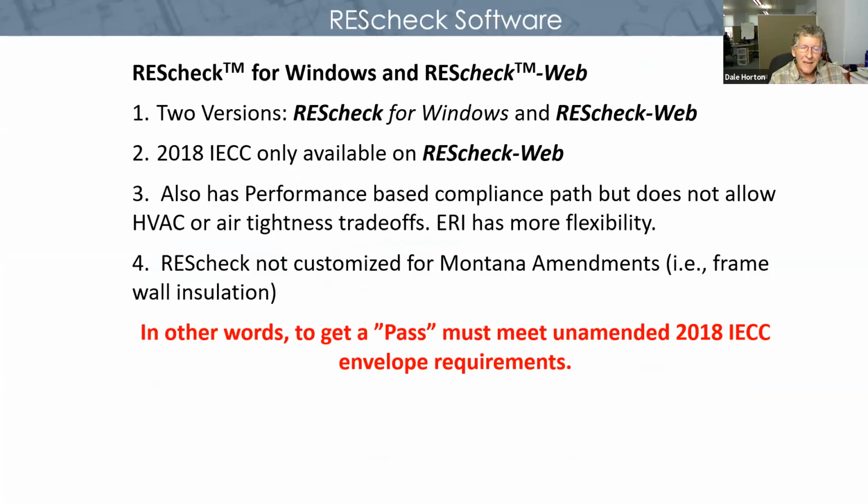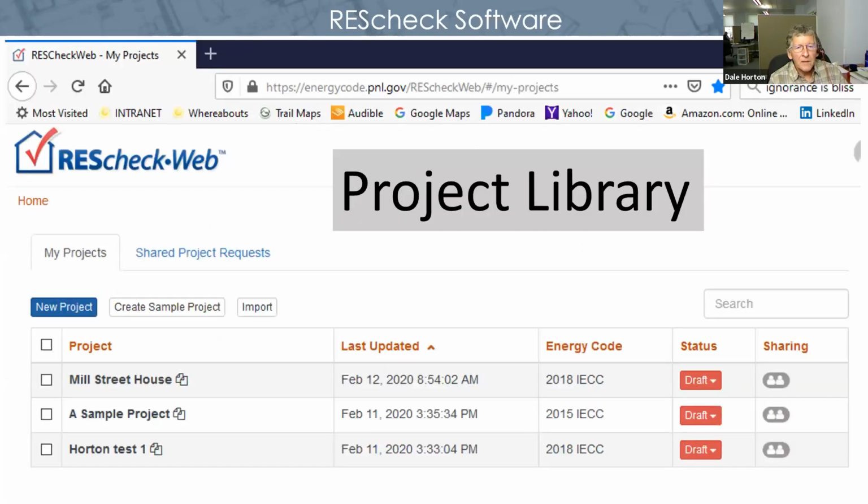This software supposedly has a performance-based option, but it's a very weak performance-based option that doesn't allow trade-offs for HVAC, building tightness, and so forth. So the ERI provides much greater flexibility, and REScheck doesn't have the ERI calculation capability. And once again, REScheck is not customized for the Montana amendments. So once the 2018 code is adopted, if you want to get a pass, you'll have to meet the unamended version of the 2018 IECC.